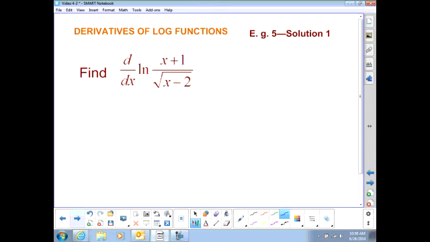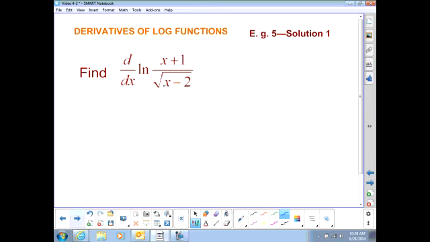All right, we're going to look at a challenging example now, and we're going to show you 2 different ways that you could solve it. So first off, we've got natural log of x plus 1 over square root of x minus 2, all on the inside. So again, we'll do derivative of the inside over the inside.